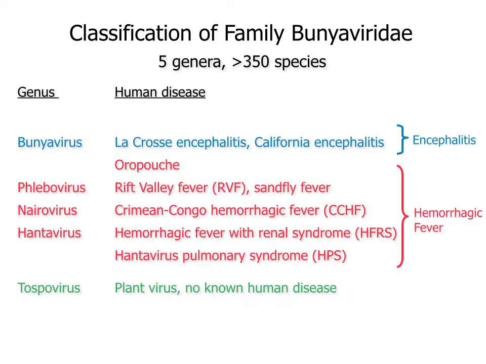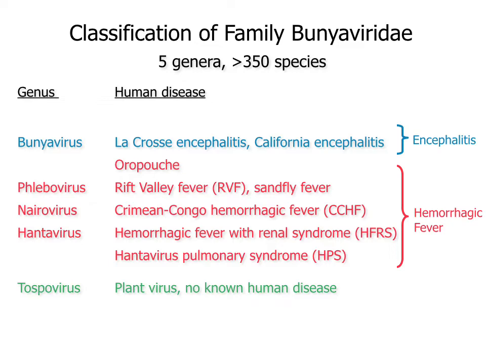The members of the Bunyaviridae family are collectively called bunyaviruses, and they make up the largest family of viruses with an RNA genome. The Bunyaviridae family is the largest group of arboviruses, or arthropod-borne viruses, with over 350 members distributed worldwide. The family comprises 5 genera: Tospovirus, Hantavirus, Nairovirus, Orthobunyavirus, and Phlebovirus.